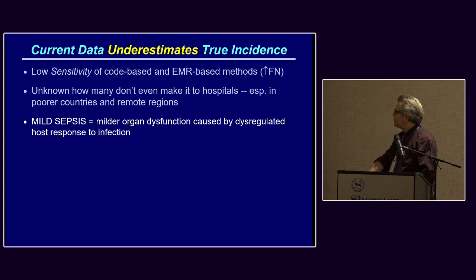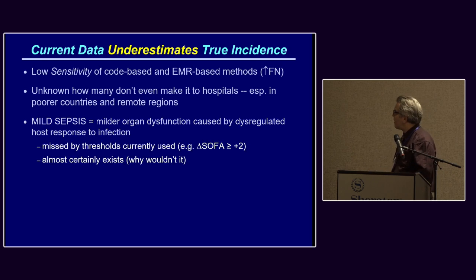Milder organ dysfunction caused by dysregulated host response to infection. What do I mean by mild? Well, the Sepsis-3 clinical definition says that we need a certain amount of organ dysfunction. And although I won't go over what it means, we measure it by the change in the SOFA score. You need a SOFA score change of at least 2 points. You're telling me my time is up? Okay, this is my second to last slide.